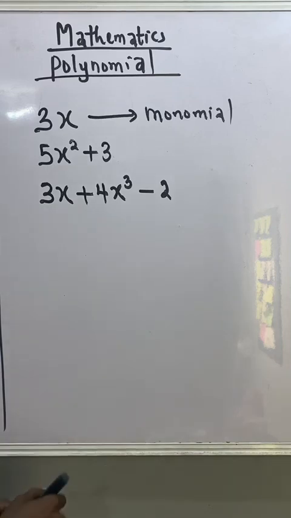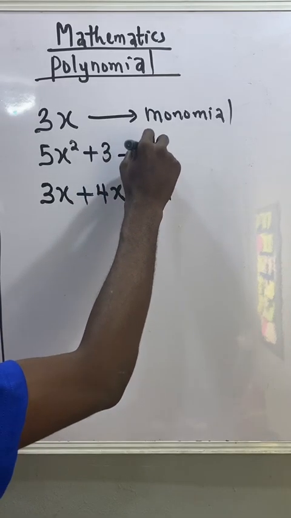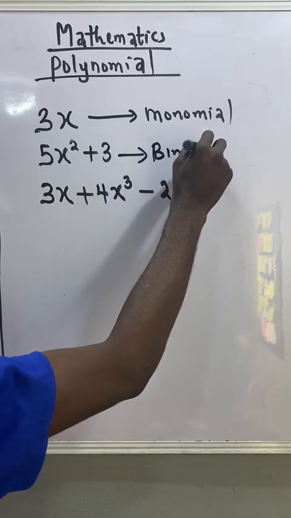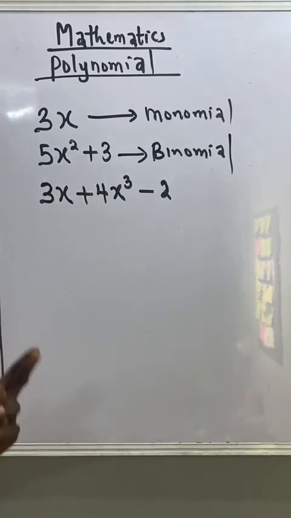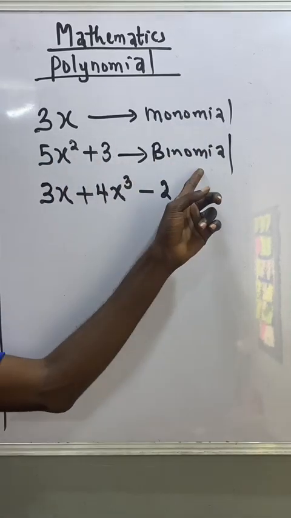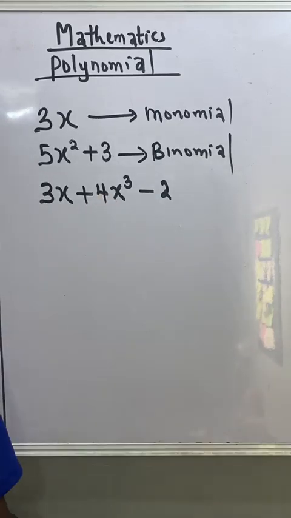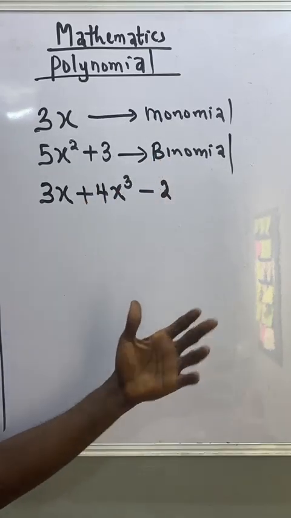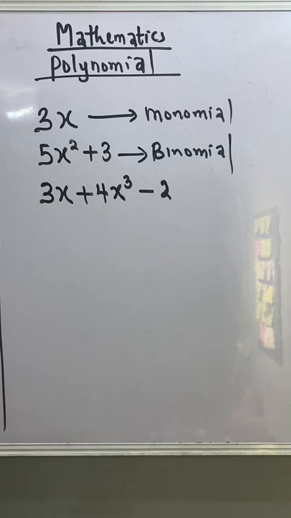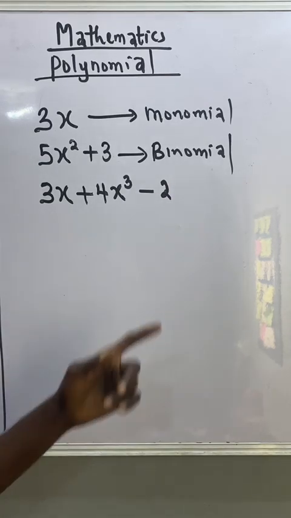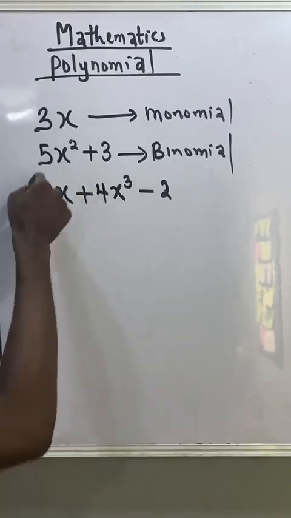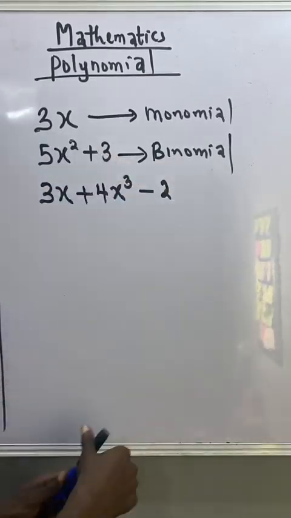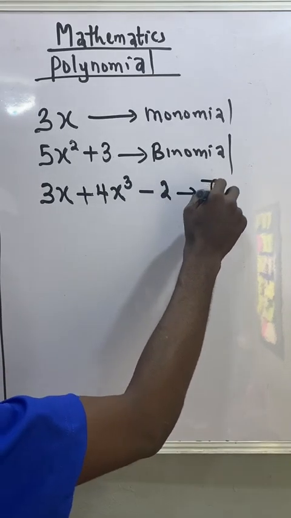Now, anyone that has two terms, we call it binomial. Now, this is a binomial expression. The word binomial too is a familiar word that we hear in mathematics. You'll be hearing binomial expansion, binomial theorem. We'll be doing that later. Now, how many terms do we have here? 1, 2, and 3. This is trinomial.